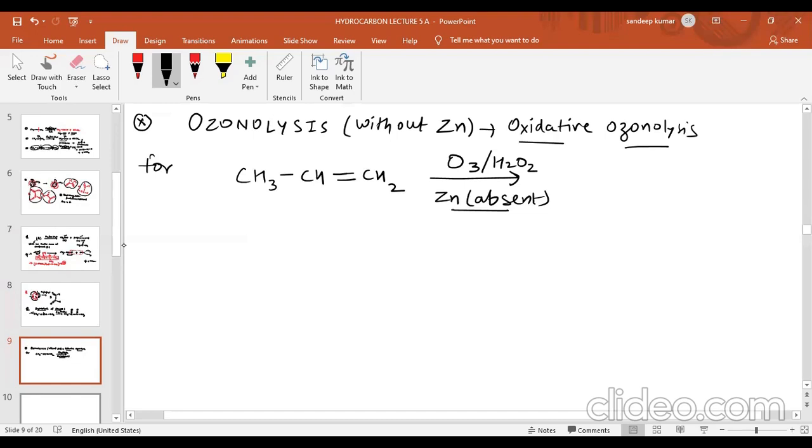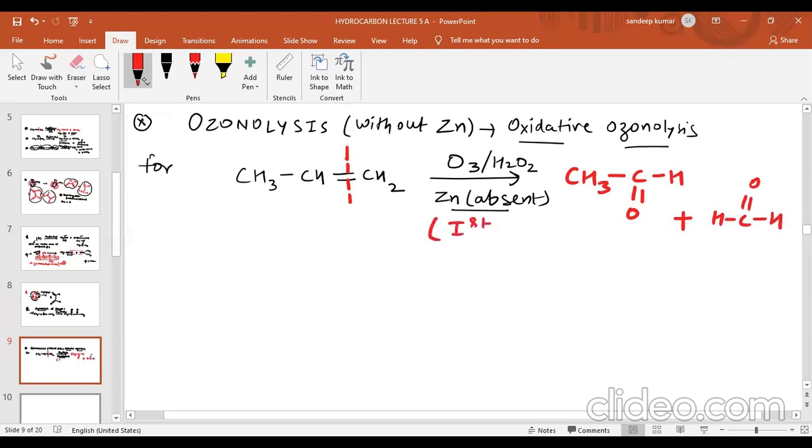The product will be the same in the first step. How will the first step be the same? Break the pi bond. The first step is the same as that of reductive ozonolysis. So in the first step, one product we obtain is CH3, C double bond O, H, and another product obtained is HC double bond O. This is the first step obtained after oxidative ozonolysis.